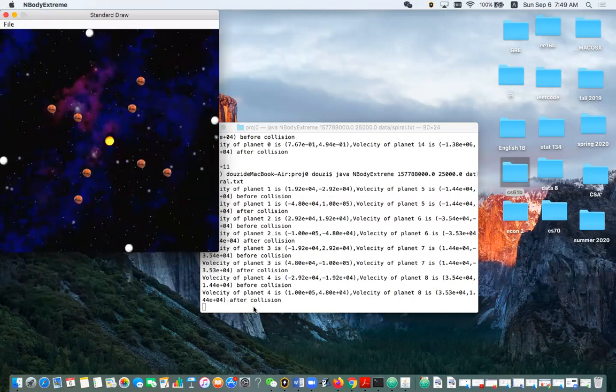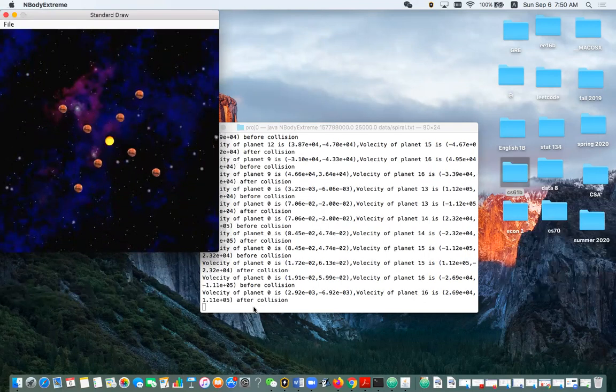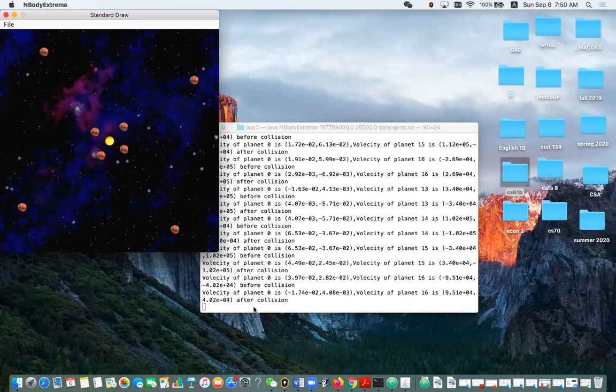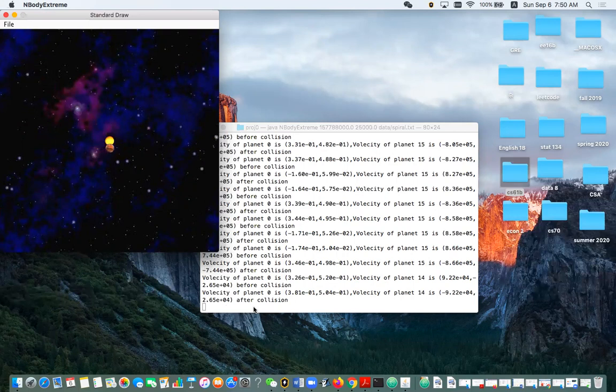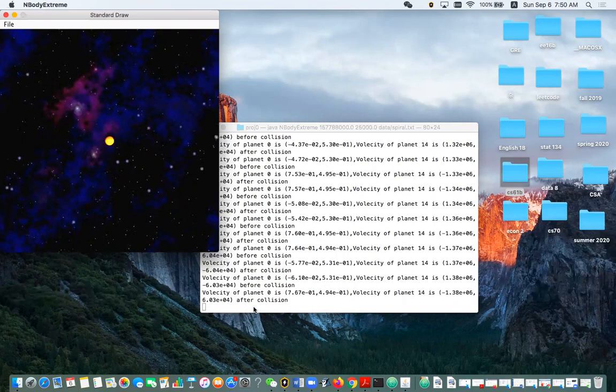I have tested many numbers for the distance, and I noticed that it would be unrealistic for them to collide if they are too far away from each other or too close to each other. So finally, I found a number that could illustrate the simulation very well, and the number is really, really big.